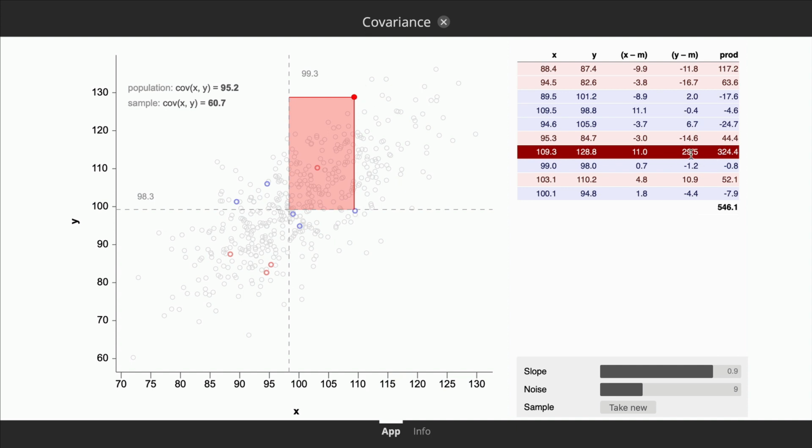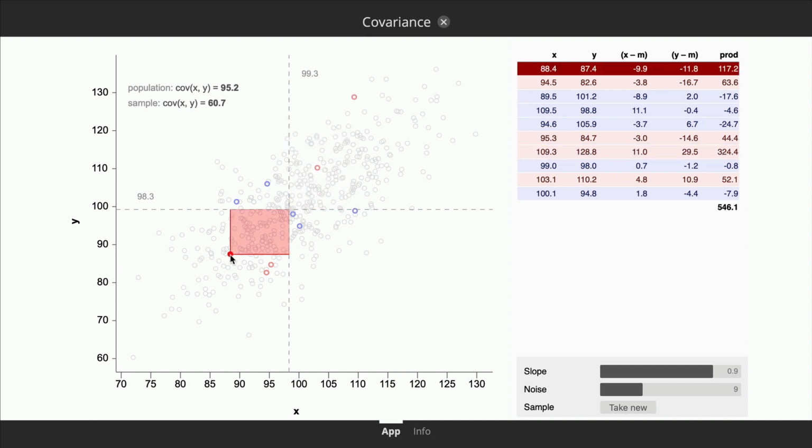It's this distance. And then we simply multiply these two distances. You can see that this distance is positive, this distance is positive, and therefore the product is also positive. So we can say that this point contributes to covariance positively. You can also select this point, and in this case both x and y coordinates are below average, so both distances are negative. However, if we multiply two negative values, we get a positive value, so the contribution is also positive.